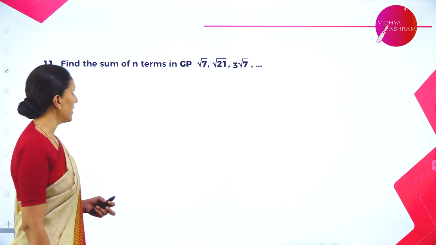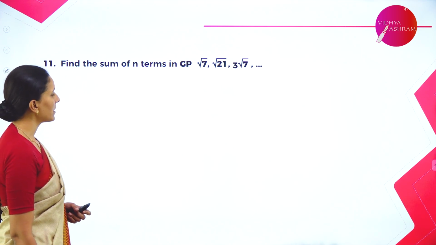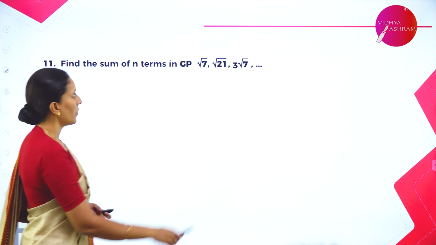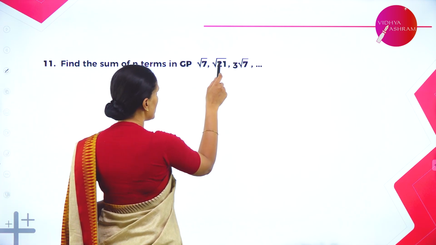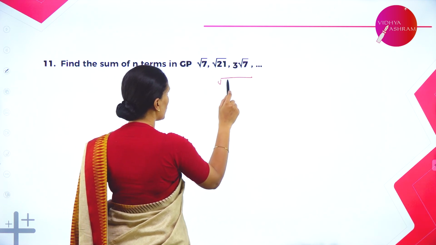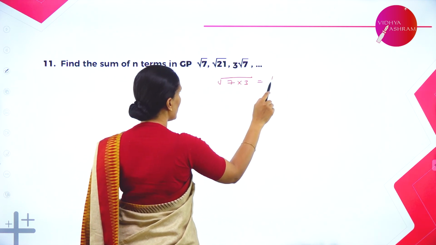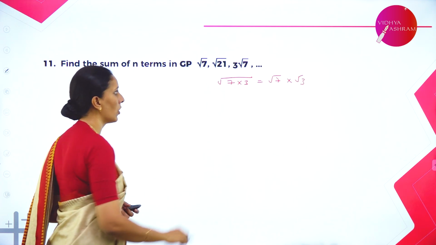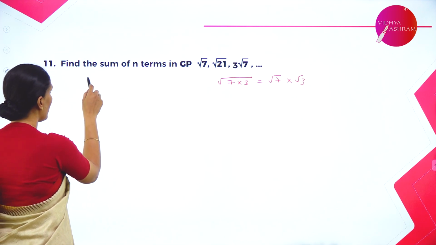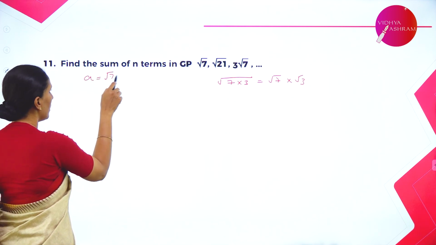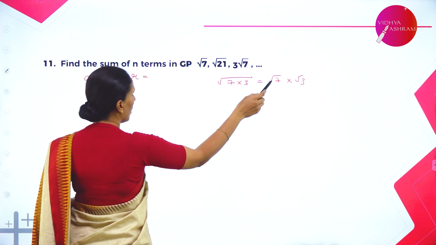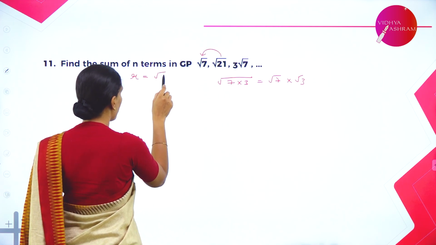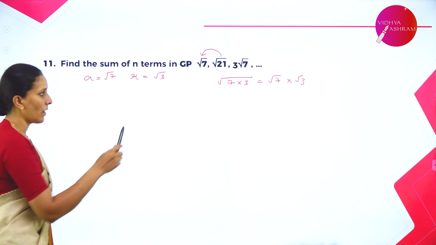The next sum is: find the sum of n terms in GP root 7, root 21, 3 root 7, etc. So here the first term is root 7. So root 21 can also be written as root 7 into 3, which can be written as root 7 into root 3. So similarly, it's a product of a number with root 7. So therefore, here the first term is root 7. The common ratio is second term by first term, which is root 3. So now root 3 is greater than 1 obviously.